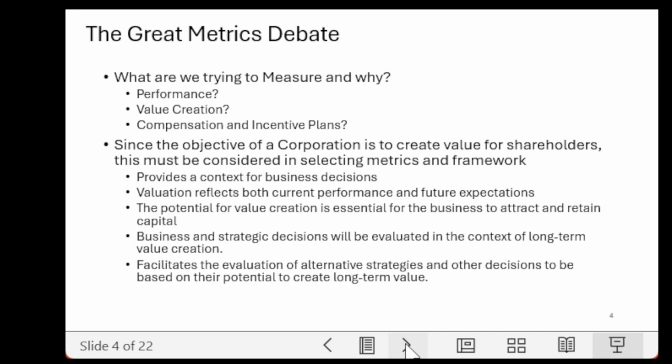And since our objective in any corporation is to create value for shareholders, this has to be considered in selecting the metrics and the framework, providing a context for the business, any business decision, facilitating the evaluation of alternative strategies. Really, any business decision should consider and at least look at the critical measures that we select.